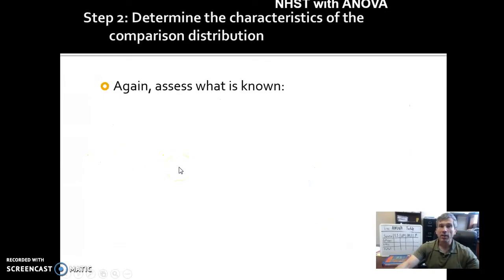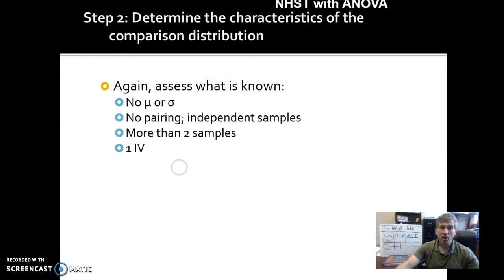Step 2, we define the characteristics of our comparison distribution. This used to be one of the very longest steps, and now it's actually one of the shortest. All we actually have to do at this point is just assess the shape of the comparison distribution.